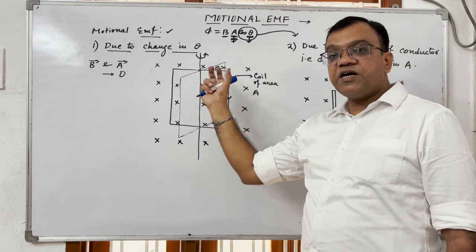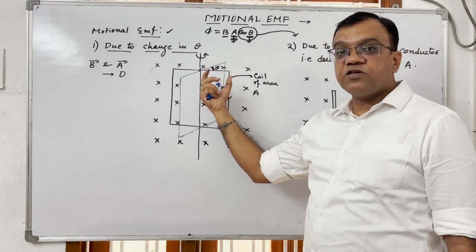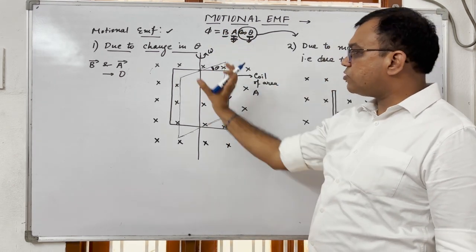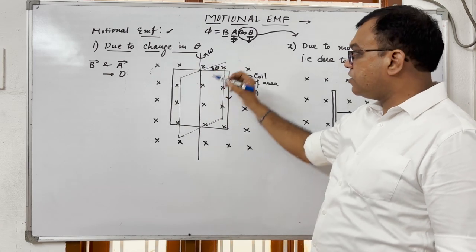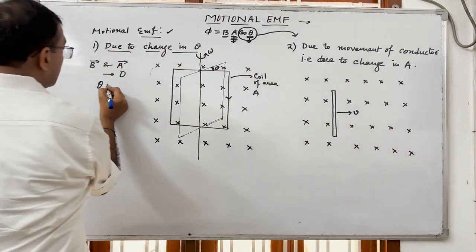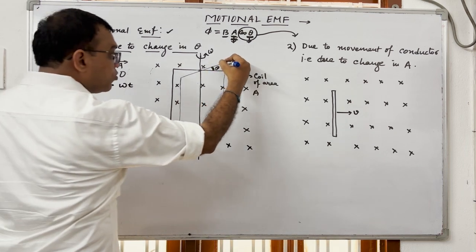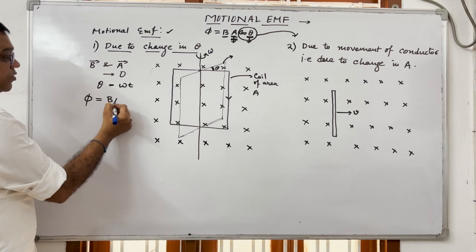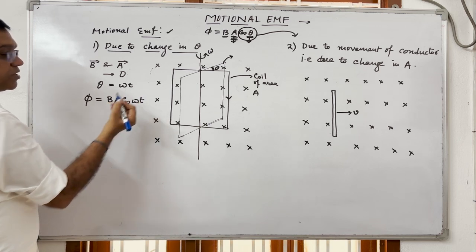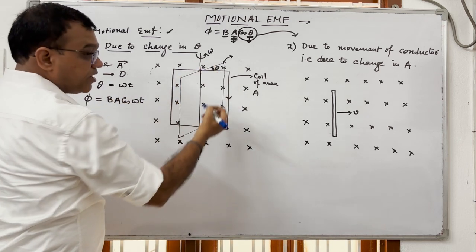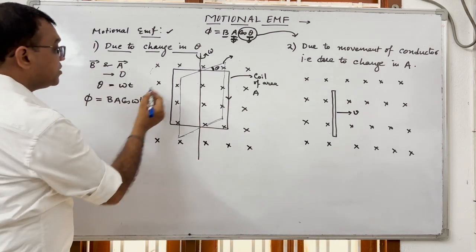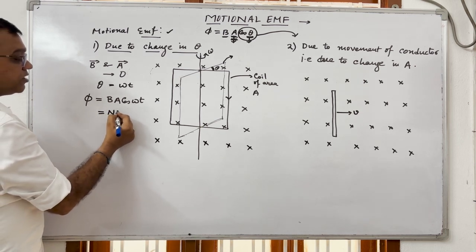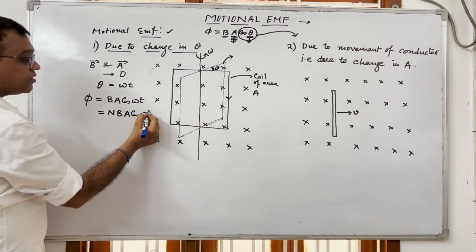Now as the theta is changing, the flux linked with the circuit is going to change. Let us assume it is rotating with constant angular velocity omega, then this theta will be equal to omega t. Then at this time, the flux can be written as BA cos omega t, because the angle between the area vector and the magnetic field becomes omega t. If this coil is made up of n turns, then we can write NBA cos omega t.